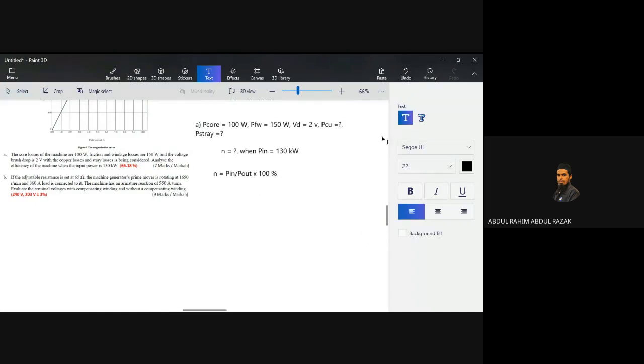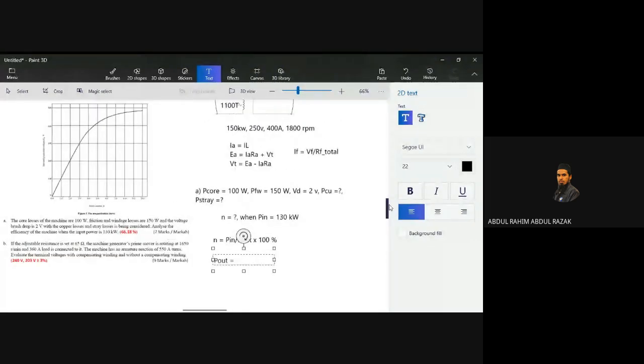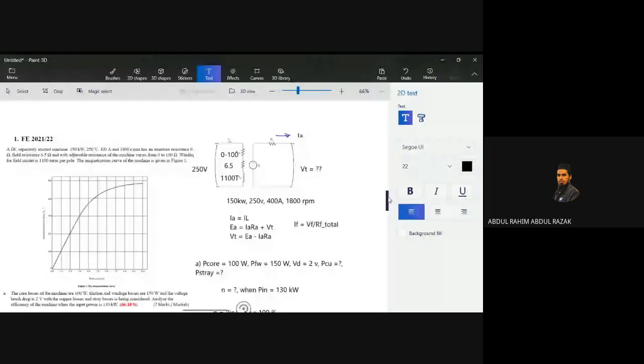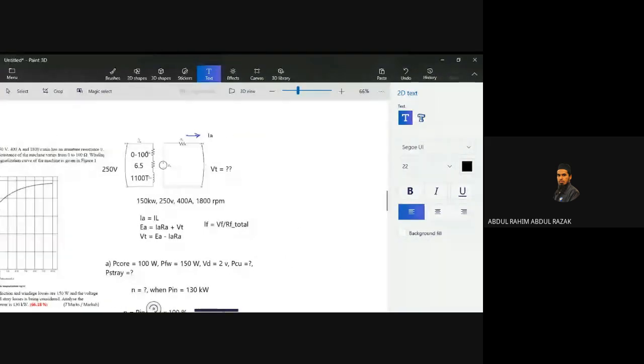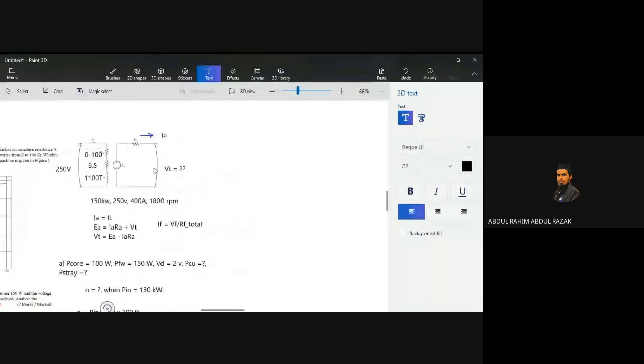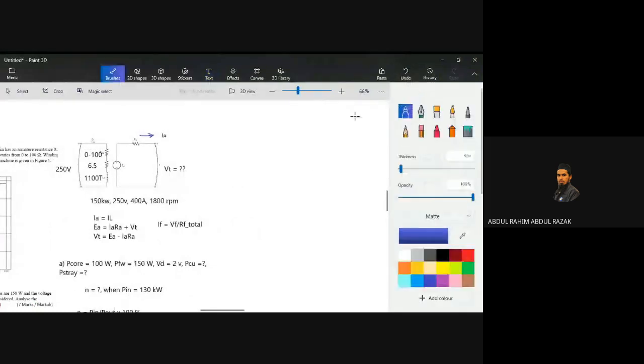Okay, what else? We need to find P in, is given, we need to find P out. Sorry, when we talk about finding the efficiency, there are two diagrams that you have to draw. One is the equivalent circuit of the system. One is your power flow diagram.